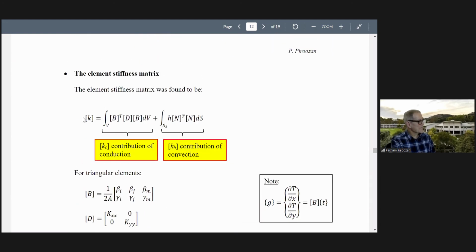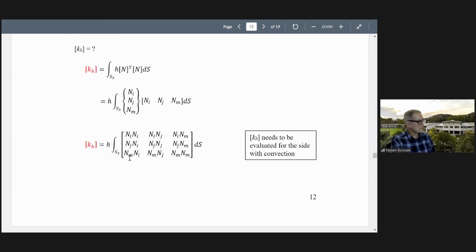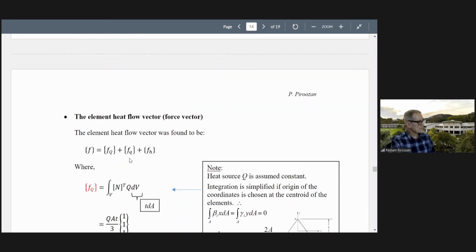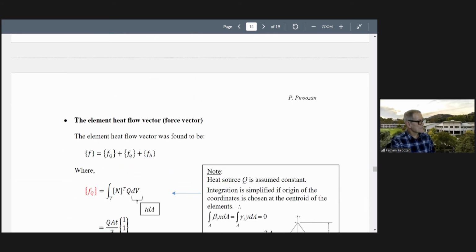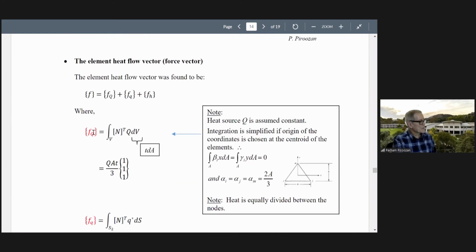This was about K. Now we need to see what's happening for the force vector. Force vector is here. Heat flow vector, or force vector again in solid mechanics, is given by this. Let's apply it to this triangular element. F sub Q is given by this. This is the formula that we looked at today. N transpose q dV. dV is thickness, which is constant, times area of this element.